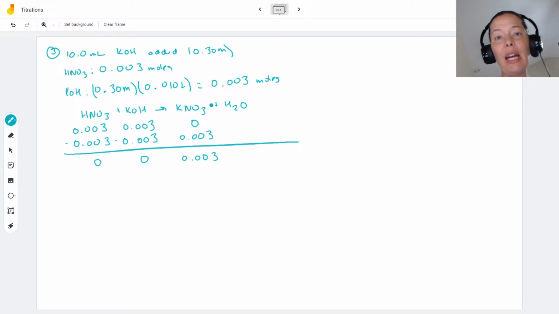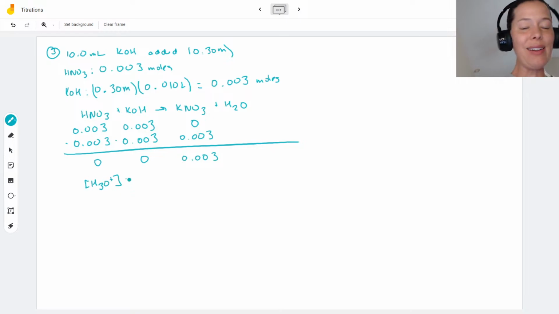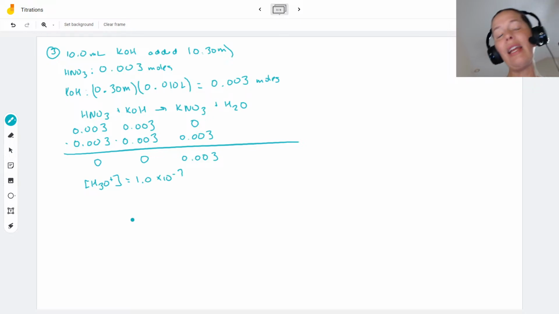Now again, potassium nitrate is a salt that does not have acidic or basic properties. So then what is my acid or base in solution at this point? Well, your most dominant acid or base is water at this point. So if water is your acid in solution, what is the concentration of your hydronium ion? Well, that is 1 times 10 to the negative 7th. Again, if you remember, maybe I'll put this over here.